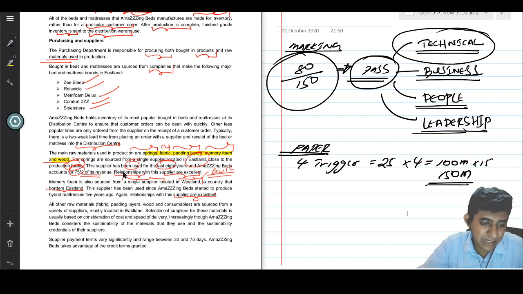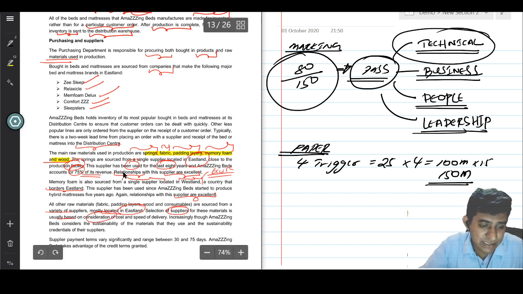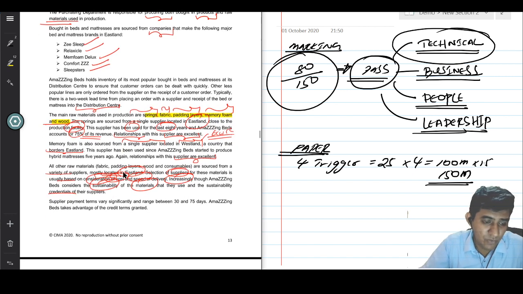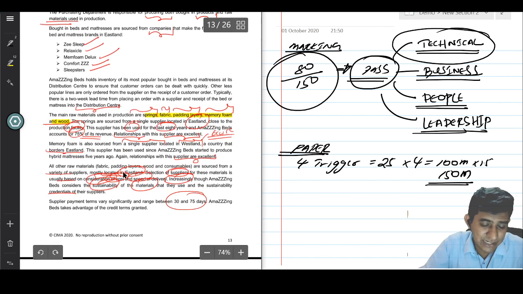All the other raw materials, fabric, padding layer, wood, and consumables are sourced from a variety of suppliers, mostly located in the Eastland. Selection of suppliers for these materials is usually based on consideration of cost and speed of delivery. Increasingly, though, Amazing Bed considers sustainability of materials and uses the sustainability credentials of their suppliers. Supplier payment terms vary significantly, ranging from 30 to 75 days. So students, there is working capital management coming into the picture.